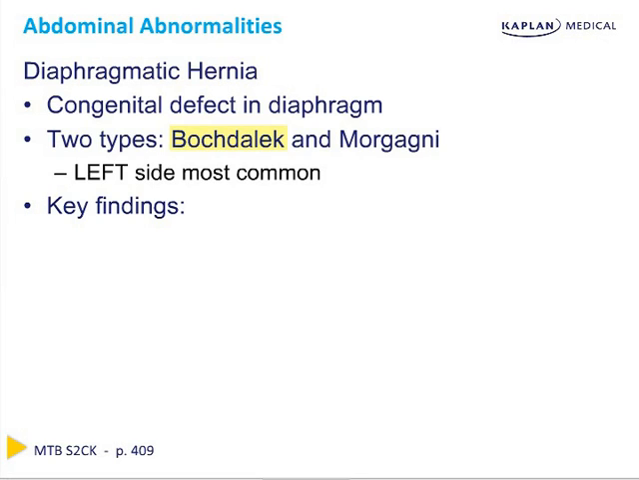So the key findings are similar to what we saw in our vignette. Respiratory distress. You've got the bowel in the chest cavity now. It's been sitting on the lungs, inhibiting their development, so they have pulmonary hypoplasia. And because of this respiratory distress, they develop a scaphoid abdomen. They can't breathe in as well as they should.